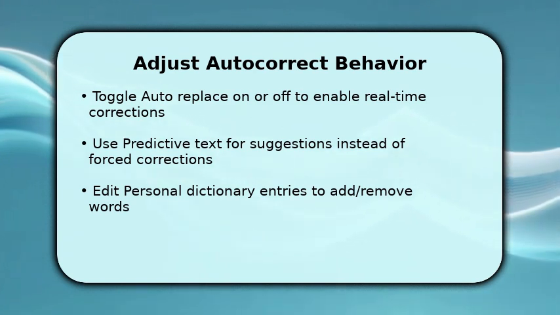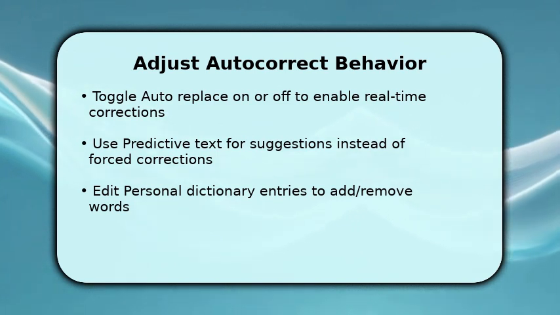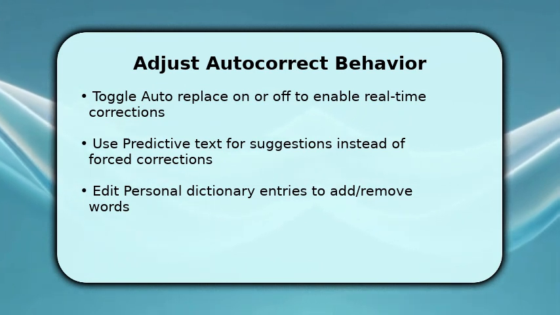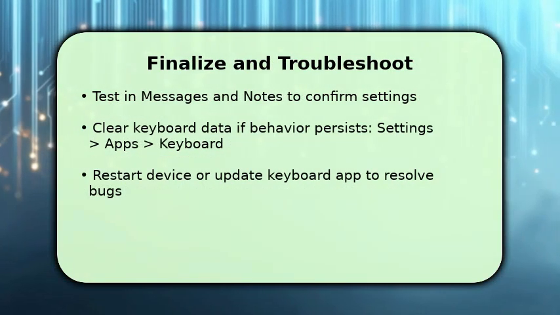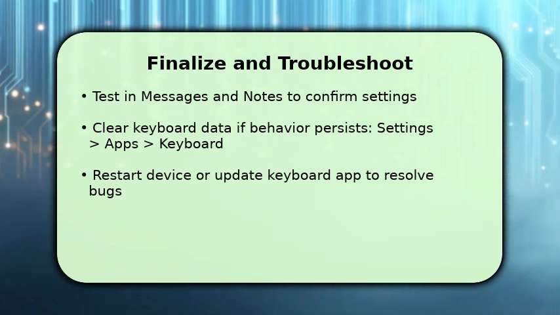Also open Personal Dictionary to add names and slang so they won't be corrected. Remove entries that you don't want suggested. These adjustments refine accuracy without uninstalling anything. Finish by testing typing in messages and notes. Try common problem words to verify changes.